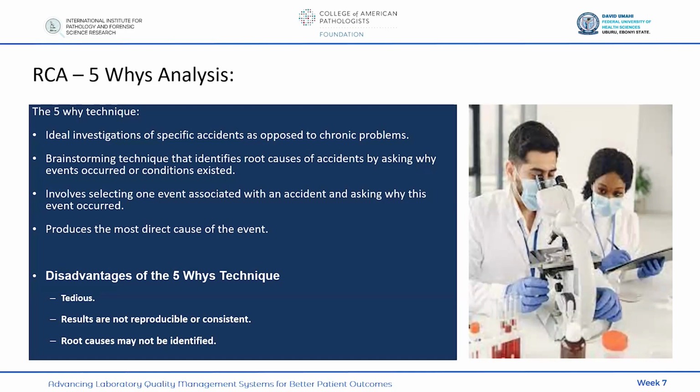It's ideal for investigation of specific accidents as opposed to chronic problems. So when something is occurring, it's very good when you have a specific event. So it helps as a brainstorming technique that identifies root causes of an accident by asking why events occurred.